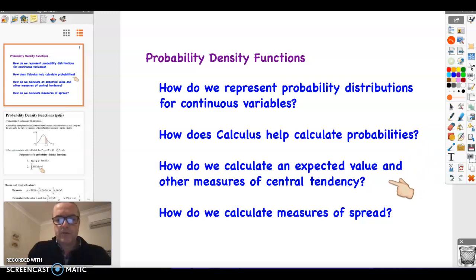Like we have in discrete distributions, we'll find that we can calculate an expected value and other measures of central tendency, like the mode and the median of the distribution. And as well as that, we'll calculate standard deviations or variance.